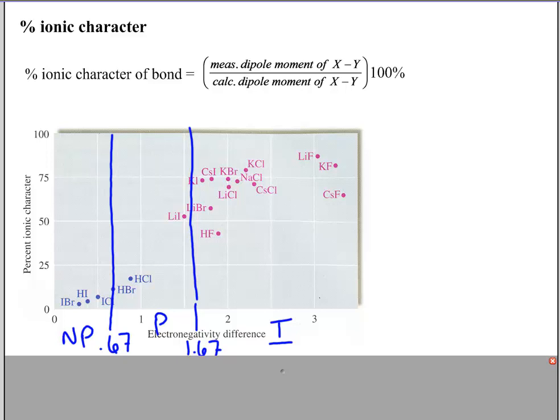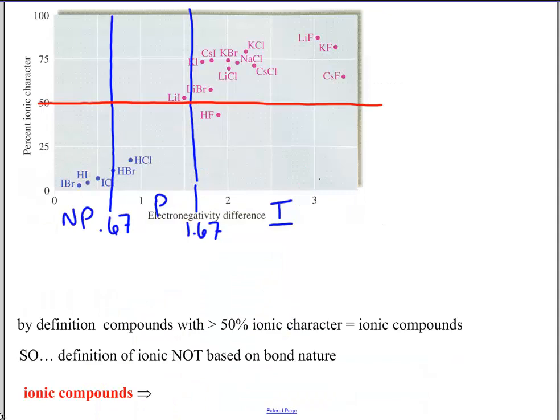The reason we do that is, if we look, they're kind of grouped in the lower left-hand corner and upper right-hand corner, and essentially our dividing line is not that, but percent ionic character. And it turns out that 50% ionic character is what determines more correctly whether something is ionic or not. And experience and experimenting has shown that compounds that have more than 50% ionic character are defined as being ionic compounds. So ionic compounds are defined necessarily based on bond nature.